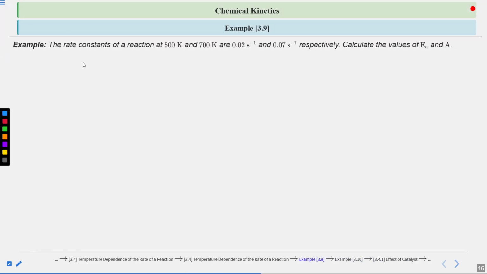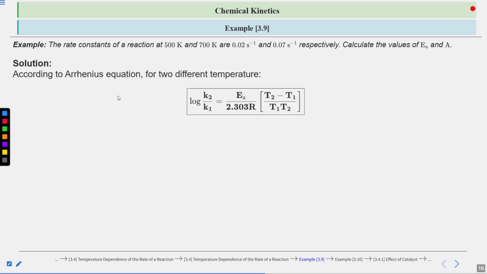Okay, let's see. For this particular question, according to the Arrhenius equation for two different temperatures, log of K2 by K1 equals EA upon 2.303 R times T2 minus T1 upon T1 T2, right? This is the Arrhenius equation at two different temperatures T1 and T2. The rate constants at the different temperatures are already given, and the temperatures are already given. EA is what you have to find out from this equation.